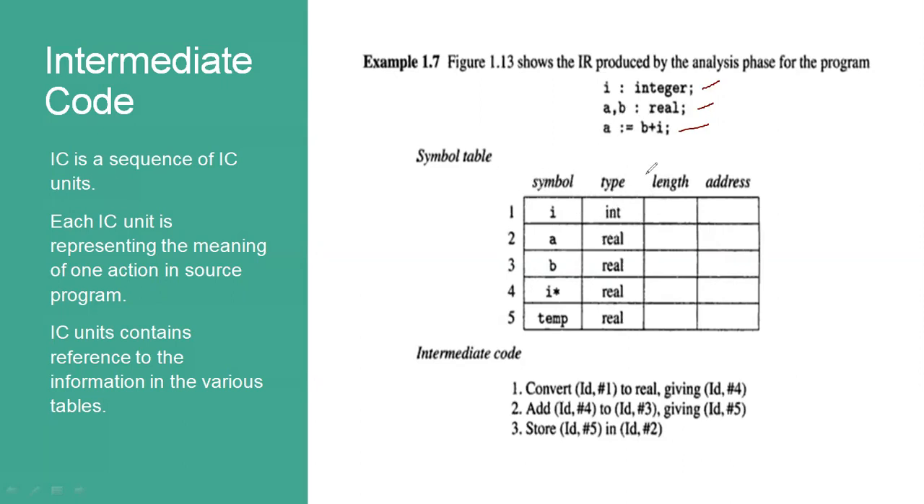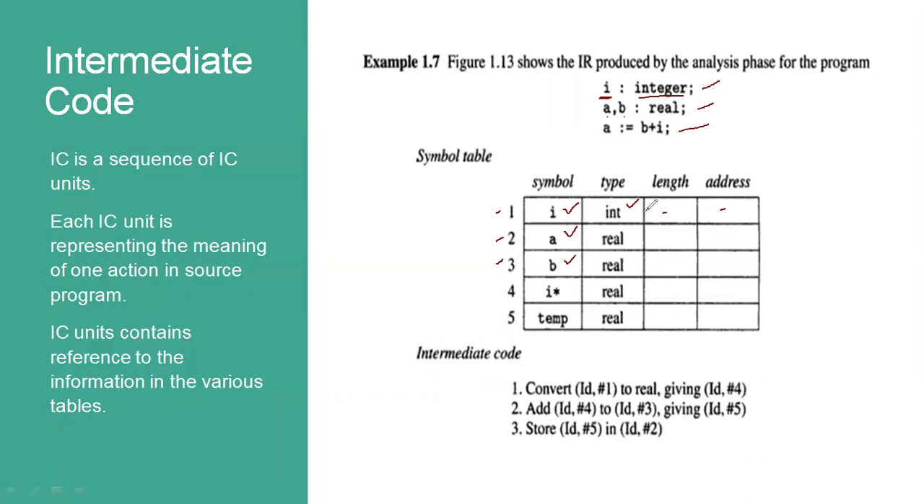So first of all, the symbol table is created. If I is visited during analysis of the source program, I is entered into the symbol table. What is the type of I? The type of I is integer, so type is int. What is the length? Not given. What is the address? Not given. Don't worry about these two fields right now. Now next is A, B. Next A is entered, next B is entered into the symbol table. So location 1, location 2, location 3. These are the locations of the symbols.